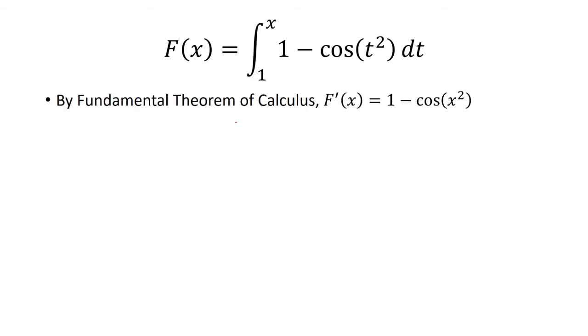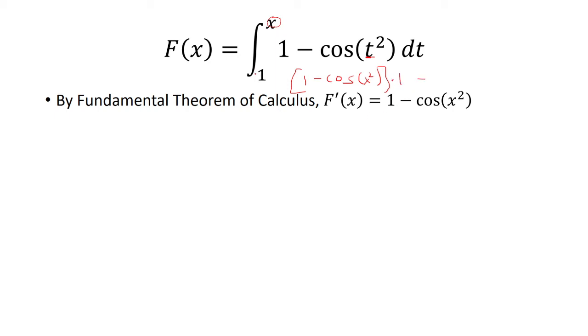So basically, the fundamental theorem of calculus says, if I take the derivative, I first have to substitute x in for t. Substitute that in, so you get 1 minus cosine x squared. And then multiply this whole thing by the derivative of x. The derivative of x is just 1, so that really doesn't do anything.